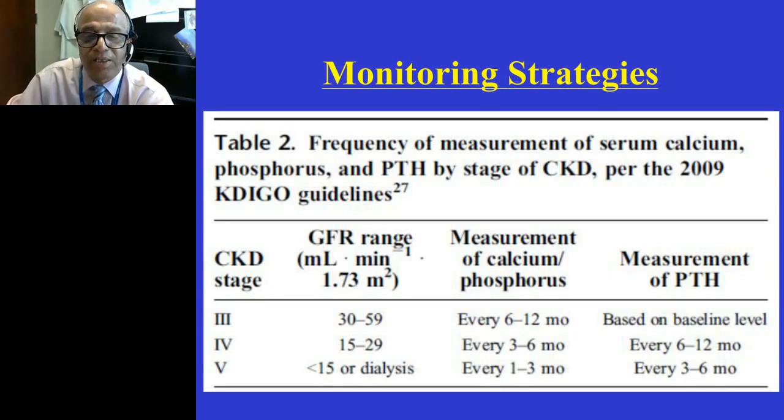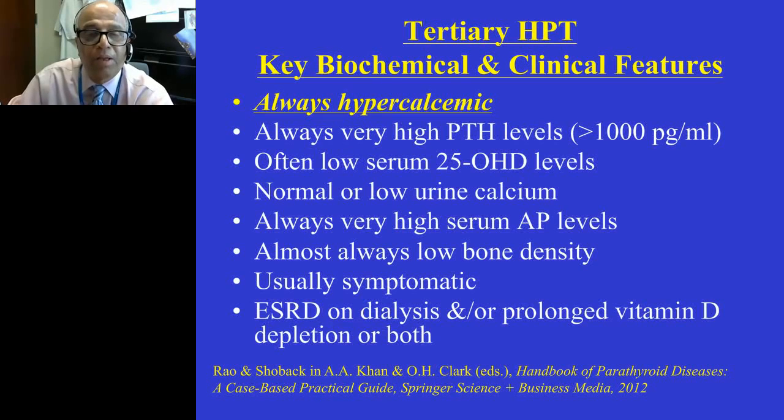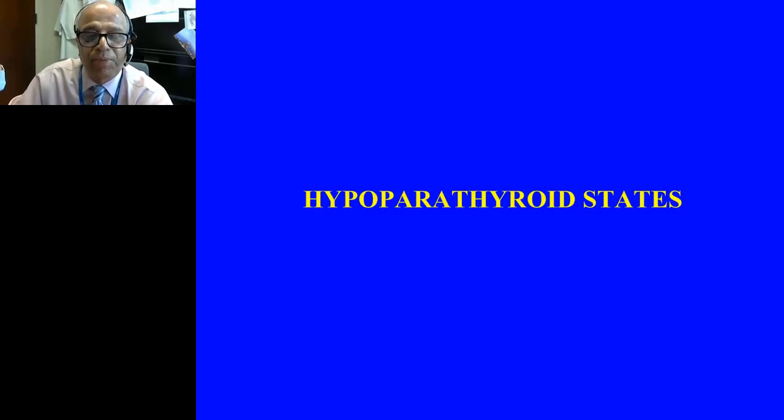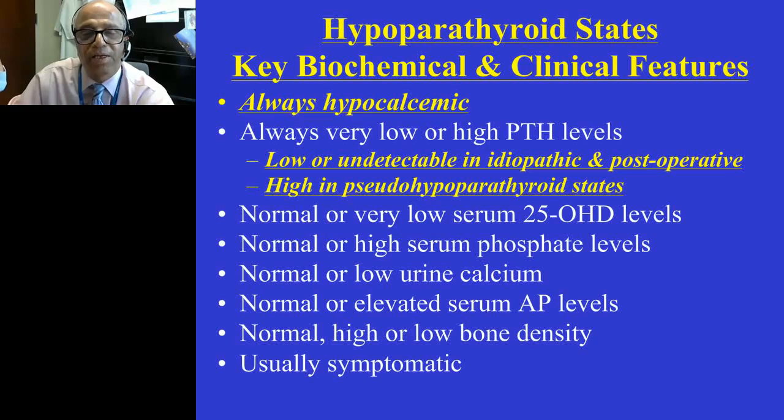As a monitoring strategy, PTH measurements are required or recommended in patients with stage 3, 4, and 5 kidney disease. Depending upon the severity of the hyperparathyroidism, they are measured every 6 to 12 months or 3 to 6 months. Tertiary hyperparathyroidism, in my definition, and it is often misused, must always have hypercalcemia and is usually preceded by long-term secondary hyperparathyroidism. PTH levels are almost always high, more than 1,000 picograms, and these patients almost always require surgical intervention. Let me switch into the hypoparathyroid states.